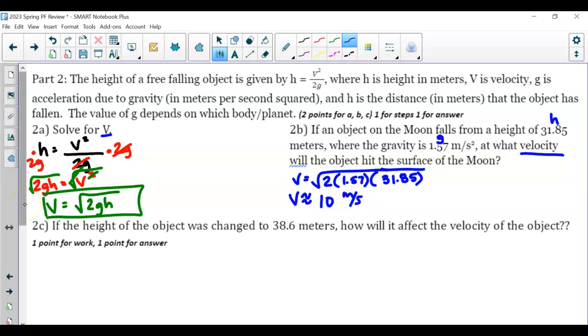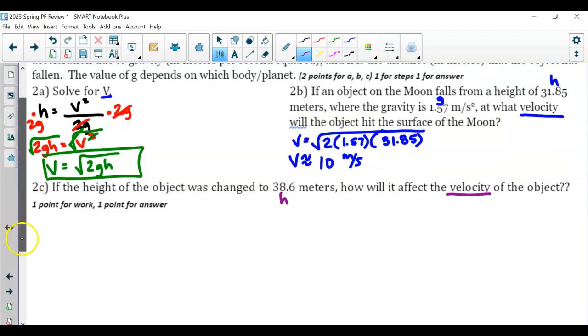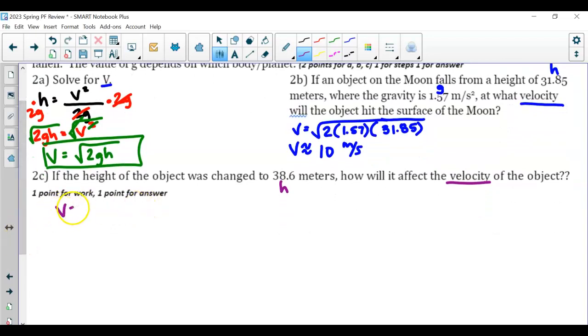So now 2c says we're going to change the height. So we're going to change h to 38.6 meters, but also how will it affect the velocity? So we're going to make that comparison statement as well. So again, v is equal to the square root of 2 times g, which is again 1.57, but times h, which is now 38.6 because we changed the height. Put this in the calculator and the velocity is approximately 11 meters per second.